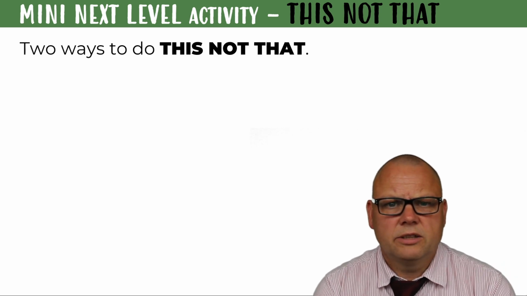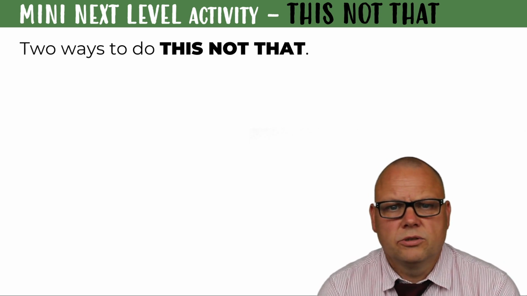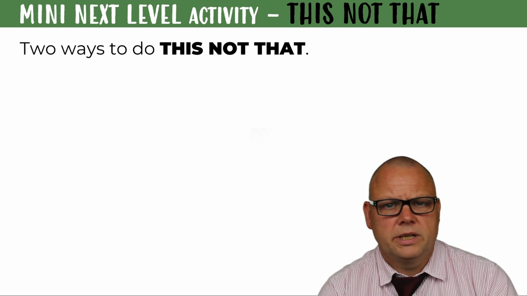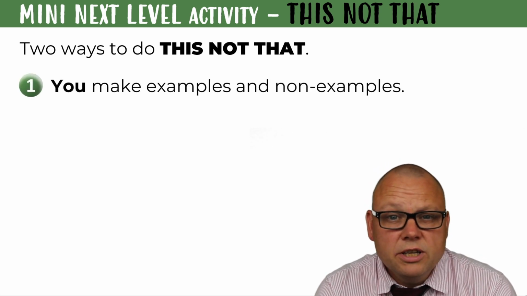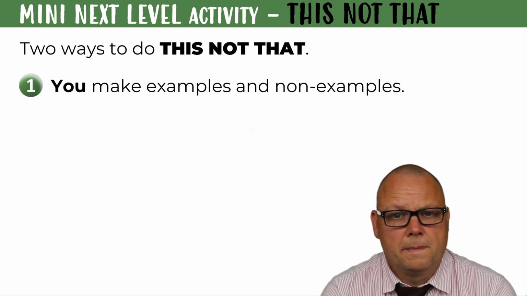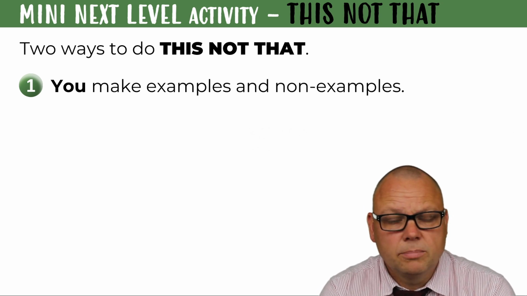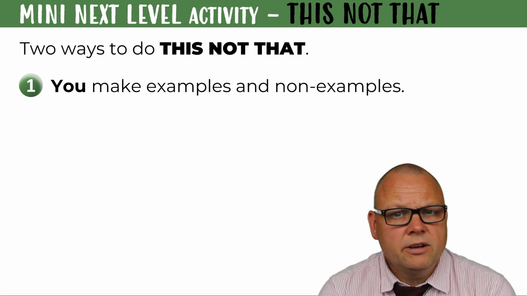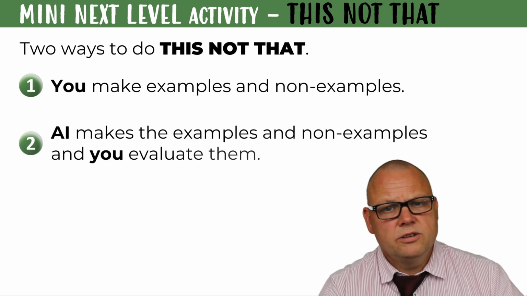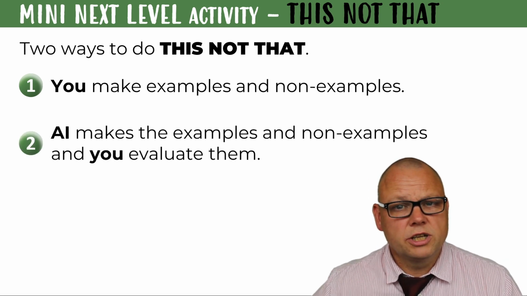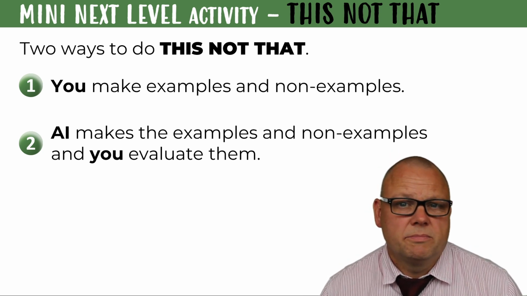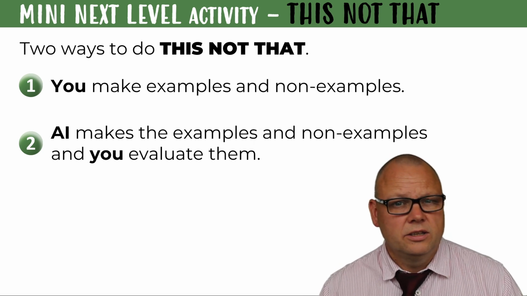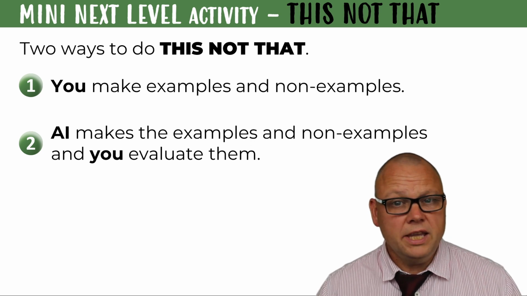We're going to be looking at two main ways to use This Not That. The first one is where you generate your own examples and non-examples, which is fine. I'm going to give you an example of that. But the other alternative is that you can use artificial intelligence to generate those examples for you. But that doesn't mean you don't do any of the work. Because remember, if you're not working, if you're not thinking, you're not learning, and it's not useful. It generates the examples, but then you have to think about those examples.